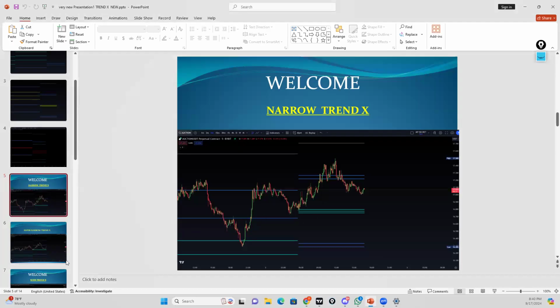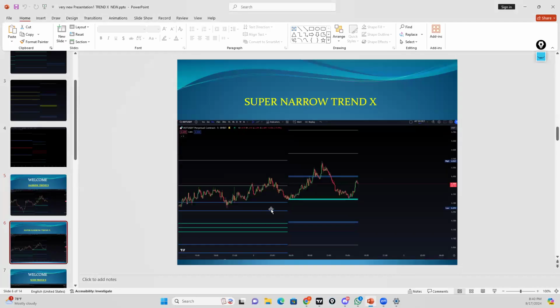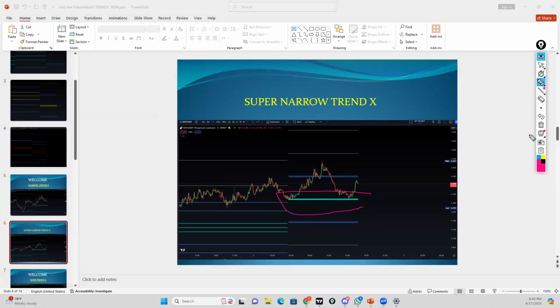So here we can see the three lines, right? Like super narrow, sometimes we feel that we have only one single line. So this is a super narrow trend X, like three lines. It's very squeezed, and we feel that we have only one line. So here we can tell that the market will be a volatile day.